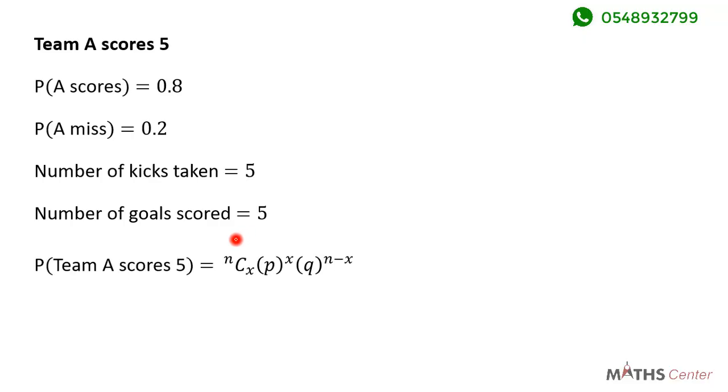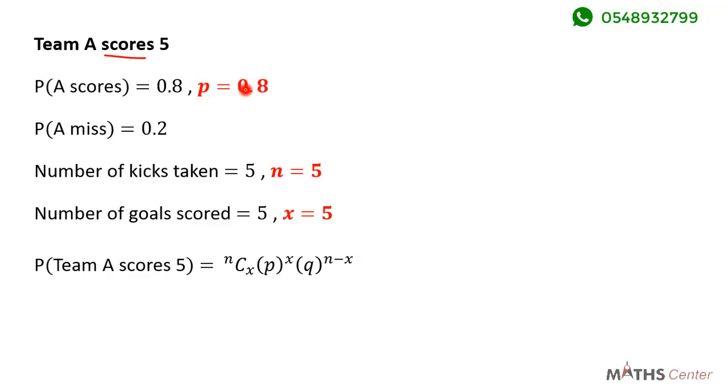The probability will be given by n combination x, p exponent x, q exponent n minus x. n will be the number of kicks, which is 5. x will be the number of goals scored, that is the number of times the success will happen, the scoring will happen, which is 5 times. p is the probability of success. We are looking for the probability that team A scores. So scoring is considered success.